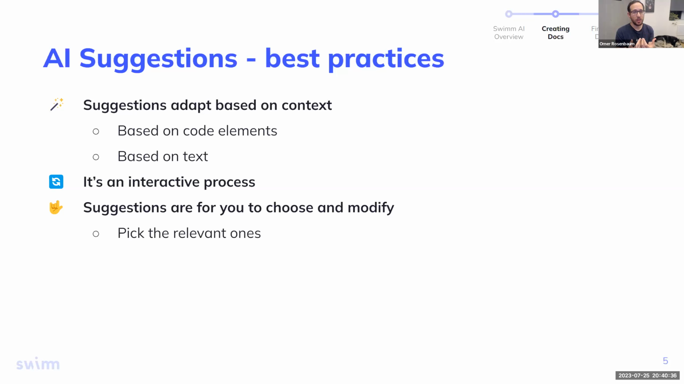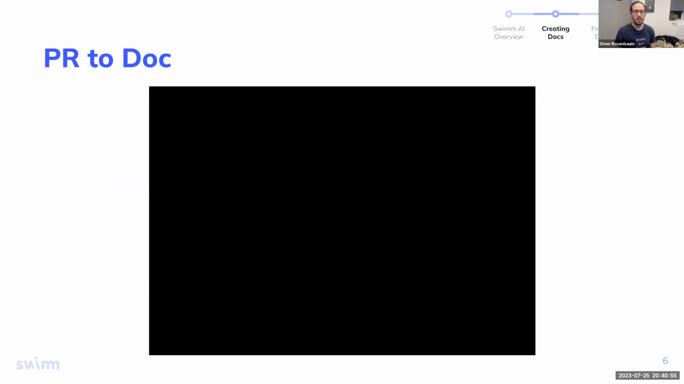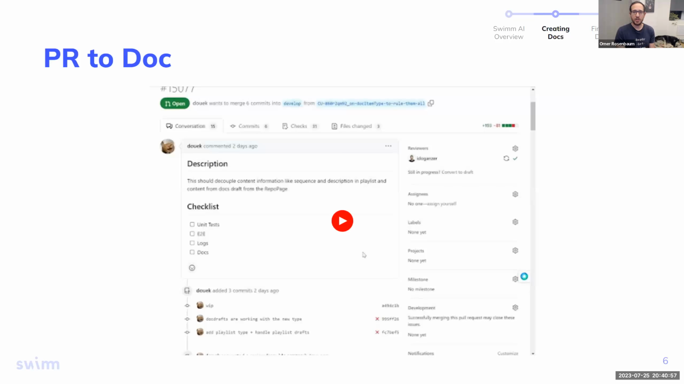So what we encourage you to do is to pick the relevant suggestions that you get. Not all of them might be relevant for you, and then make them better, either with Swimm AI or yourself by adding and modifying it. And of course, add things that are not covered by the suggestions, like your own knowledge. So this was AI suggestions.